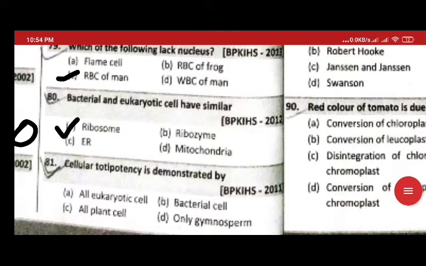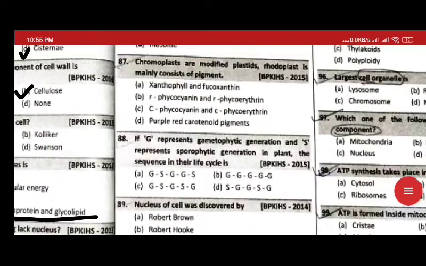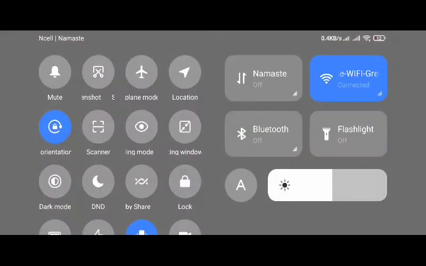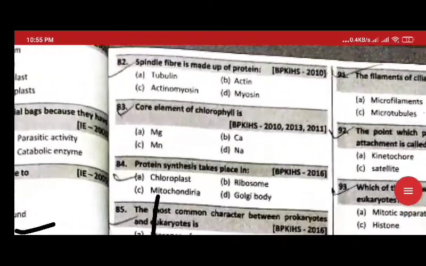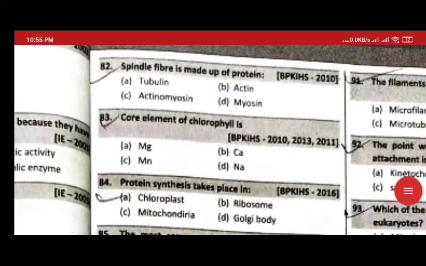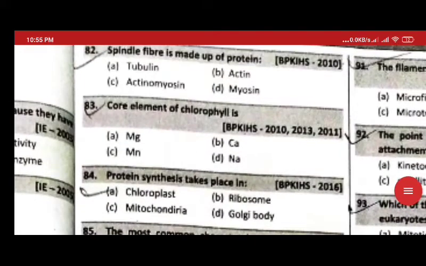Now 80, bacteria and eukaryotic cells have similar what? Ribosomes. So ribosomes are the same. Now cellular totipotency is demonstrated by all plants only, because cellular pluripotency only shows in animal cells. Now we have 82 number question, that is spindle fiber. Spindle fiber is made of what? Tubulin. So main is tubulin.